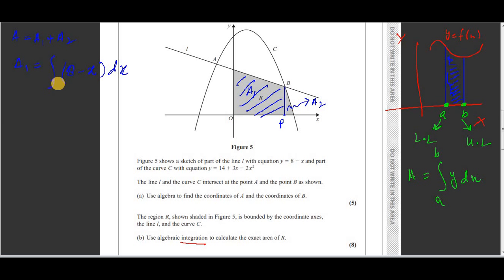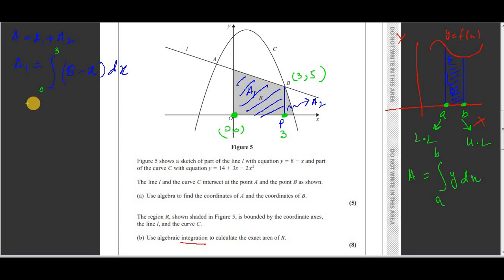Now what about the limit? The limit is this point and this point. If you see, this is 0, 0, so the lower limit starts from 0. What about the upper limit? The coordinate of B you found in part A was 3 and 5, and this 3 is the x coordinate, so that means 3. So your limit is 0 to 3, and you need to integrate from 0 to 3.